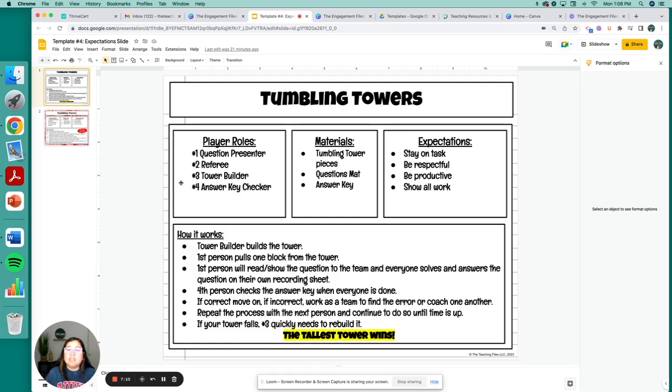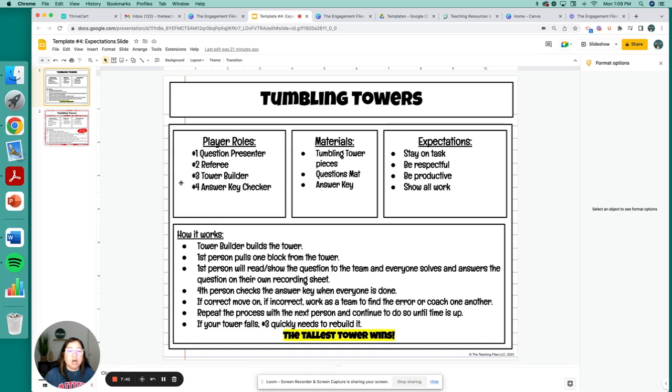So in the teams, and this is something that I use since the beginning of the year, my students have a number within their team. So if someone's a 1, 2, 3, 4, they always have a job to do. So for Tumbling Towers, the number 1s are going to be the question presenters. They are the person that after someone pulls a block, they're going to read the question to their team and make sure that everyone was able to see it, hear it, and has whatever is needed to be noted down on their paper. So number 1 is the question presenter.